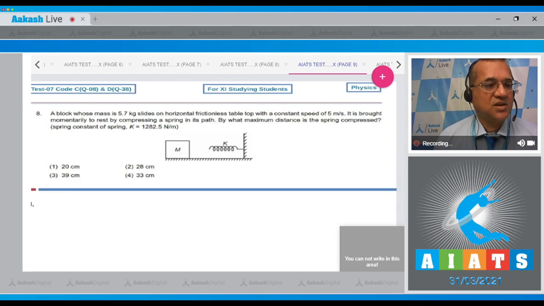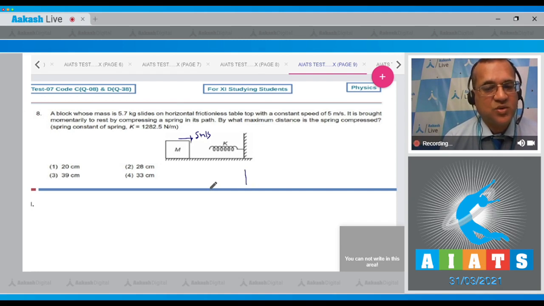The question number 8 is, a block whose mass is 5.7 kg slides on a horizontal frictionless tabletop with a constant speed of 5 meters per second. It's brought momentarily to rest by compressing a spring in its path. What maximum distance is the spring compressed? The spring constant of the spring is given as 1282.5 Newton per meter. Now, dear student, it is given that this block is moving on the smooth surface with the speed of 5 meters per second. Now, what will happen as this moves forward?